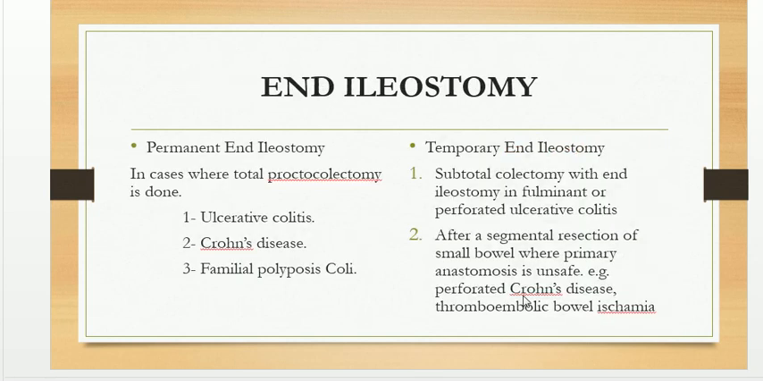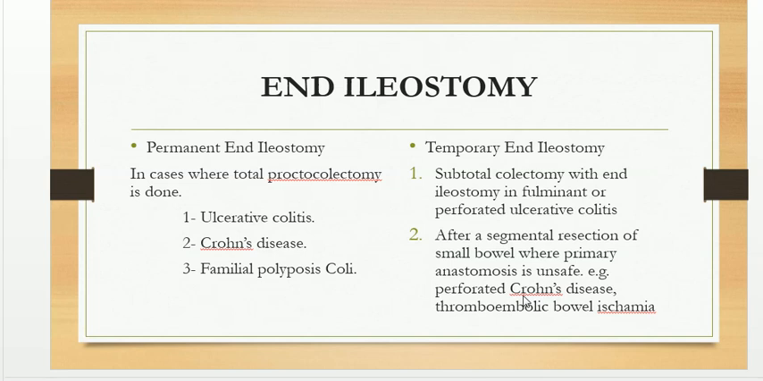Sometimes we have to do an end ileostomy. The distal ileum is brought out as an end. So this is called a permanent end ileostomy. It is used in cases where total proctocolectomy is done, for example in ulcerative colitis. These are the indications: Crohn's disease, familial polyposis coli. In these cases we sometimes have to do colorectal excision, a procedure called total proctocolectomy. So in those cases we have to bring the ileum out as a permanent end ileostomy.